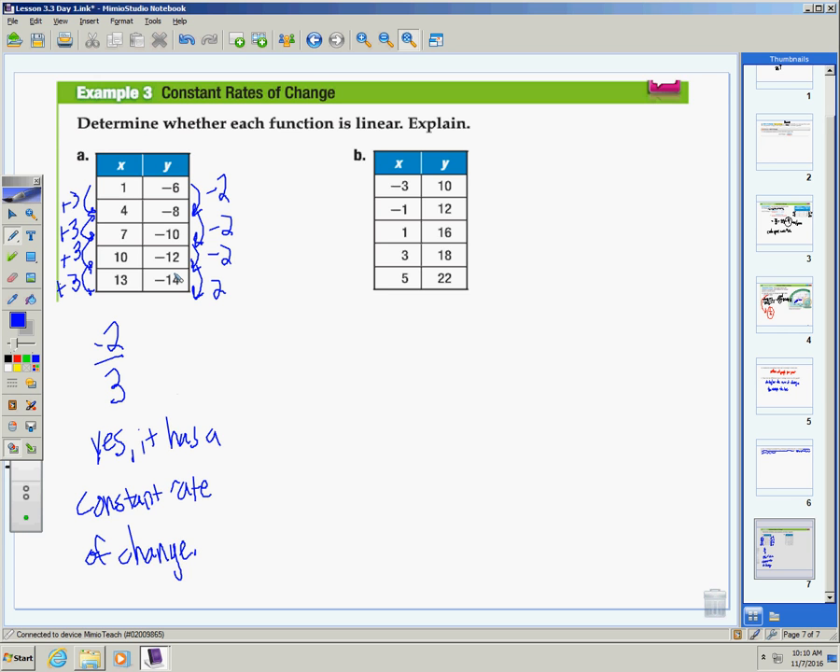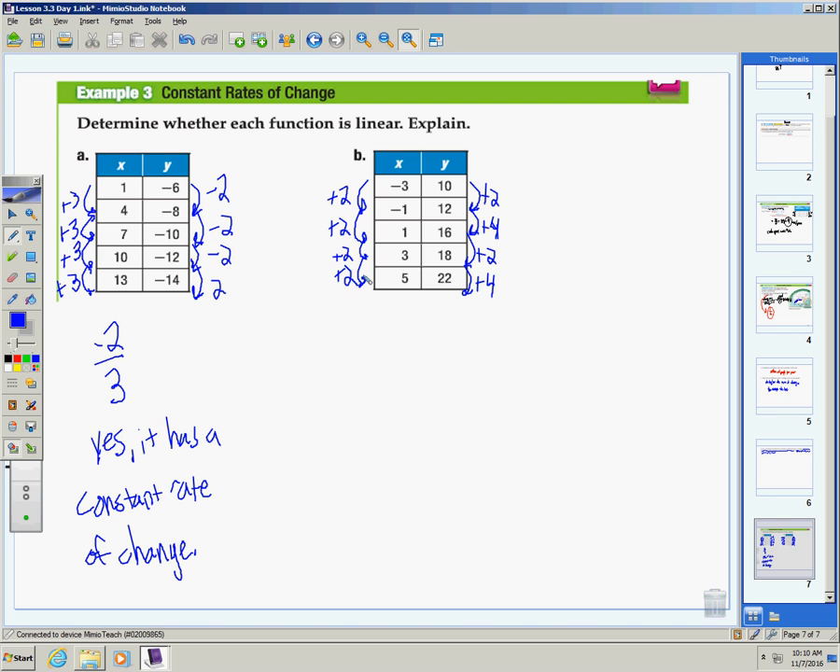Okay, now let's look at the second one. Here I've got y going up 2, but now y is going up 4, up 2, up 4. So y is not changing the same amount every time, but we don't know that that's necessarily a bad thing because we have to make sure that x is changing the same amount every time. And if we look, x is going up 2 every single time. And here's where we run into our problem.